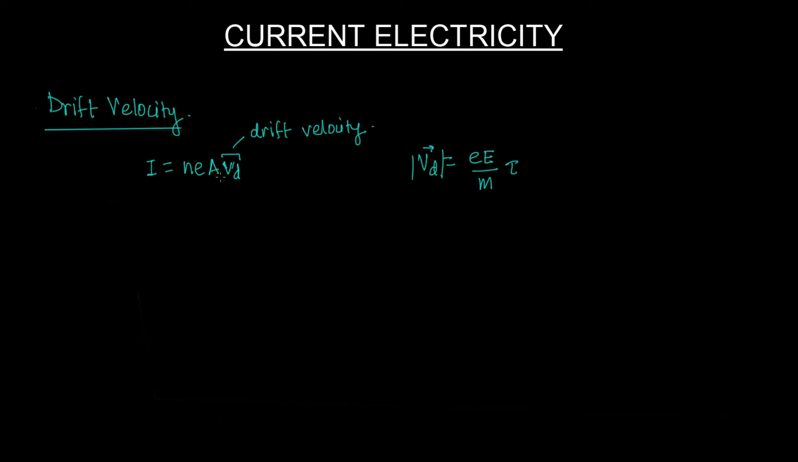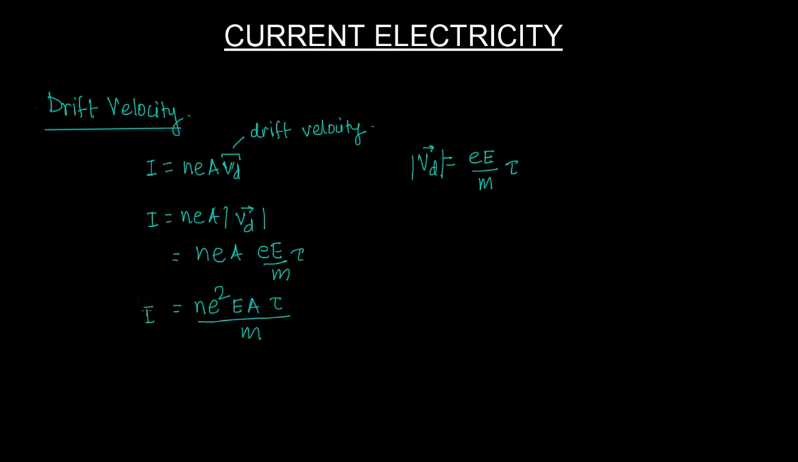Now, if I substitute that, I is equal to n e A mod v_d, and if I substitute the value of mod v_d, so n e A into eE tau upon m, that should give me n e squared A tau E upon m. So that is my I, correct?